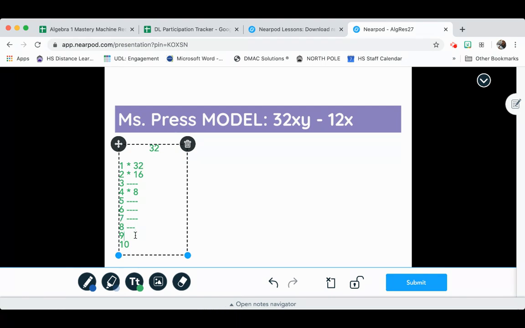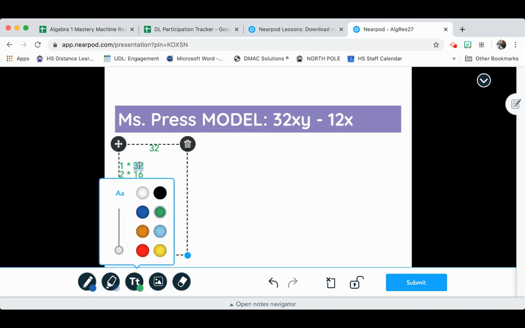I'm going to put little lines through the rest of these to show me. The reason I know I'm done at 8, by the way, is because I have an 8 up here already. So it wouldn't really make sense to put 8 again. Okay, so now I'm done with 32. Now I'm going to go ahead to my other number, which is 12.